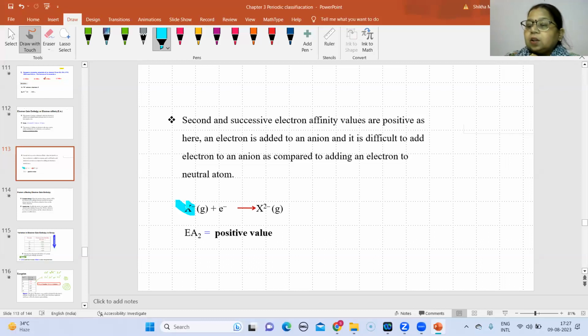Now, what are you doing? You are adding an electron to it. So what will happen? You will have to supply energy, because since it is negatively charged, it will have a tendency to shed off that electron, isn't it? Are you getting my point? That second electron affinity value is going to be positive. First can be negative or positive, but the second will always be positive. Reason being, here you are doing something against its wish. That is, you are adding an electron to an already charged ion, right?